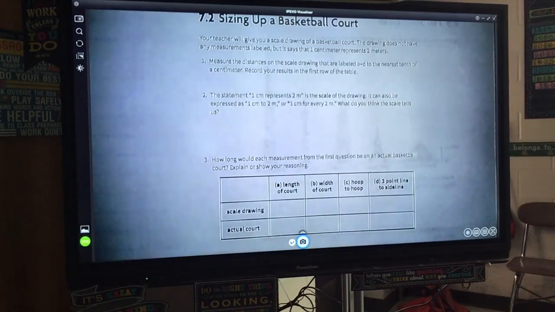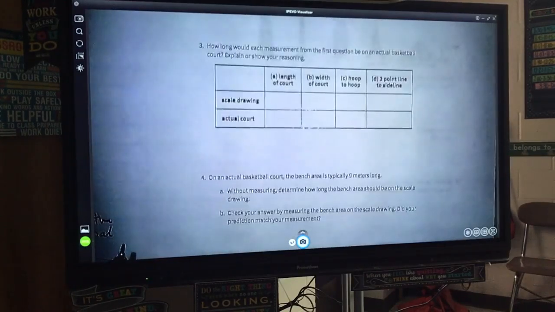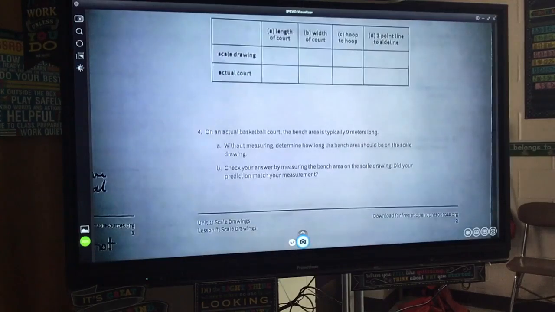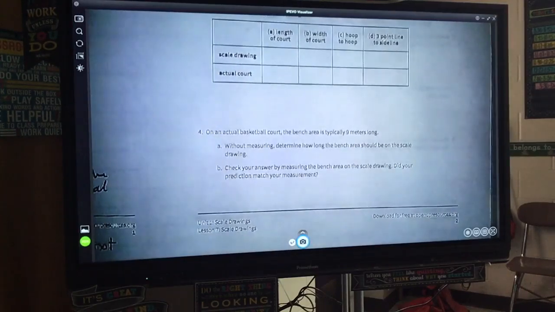Number 3 says, how long would each measurement from the first question be on an actual basketball court? Explain or show your reasoning. And then number 4, you have 2. It says on an actual basketball court, the bench area is typically 9 meters long. Without measuring, determine how long the bench area would be on the scale drawing, and then check your answer by measuring the bench area on the scale drawing. Did your predictions match your measurement?